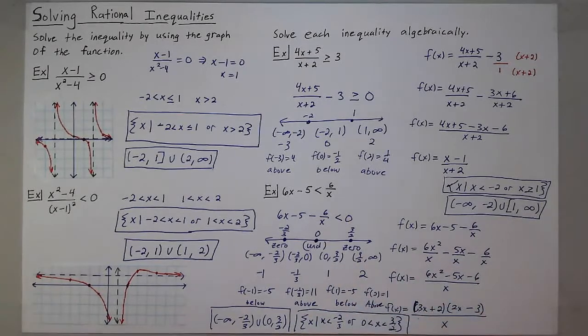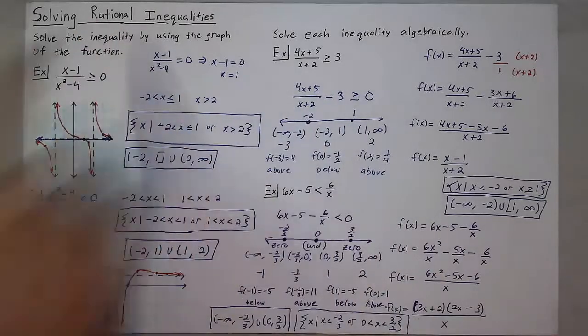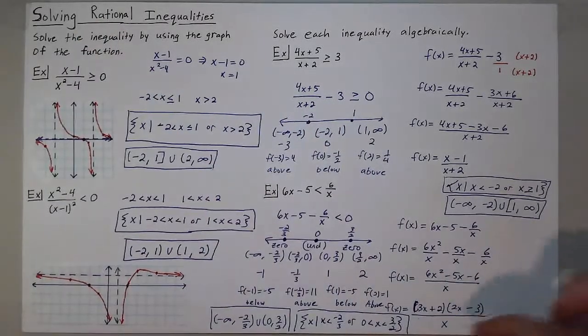So just to wrap it all up, when you're solving rational inequalities, you're looking for everywhere it's undefined and equal to 0 to make up your intervals to check. And that is how you solve rational inequalities.